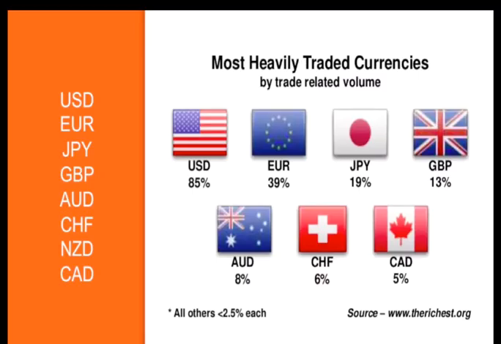So some of the most heavily traded currencies in this Forex market are the US dollar, the euro, the Japanese yen, the Great Britain pound, Australian dollar, Swiss franc, and Canadian dollar. These currencies put together are the major currencies that are traded in this market. The US dollar is about 85% of all the currency traded in this market, followed by euro, which is 39%, Japanese yen is 19%, Great Britain pound is 13%.